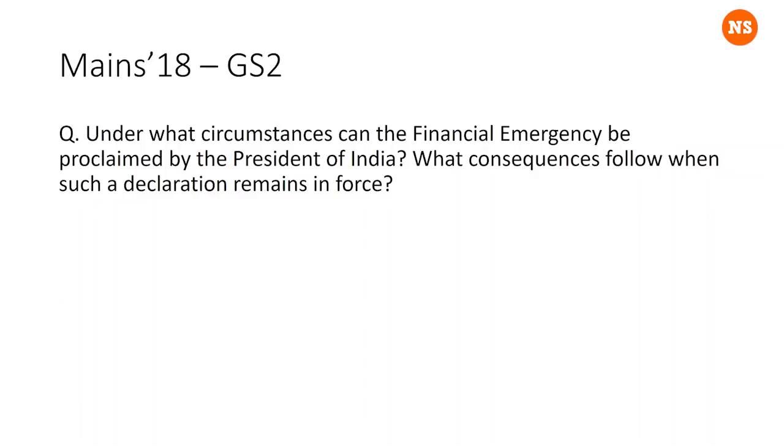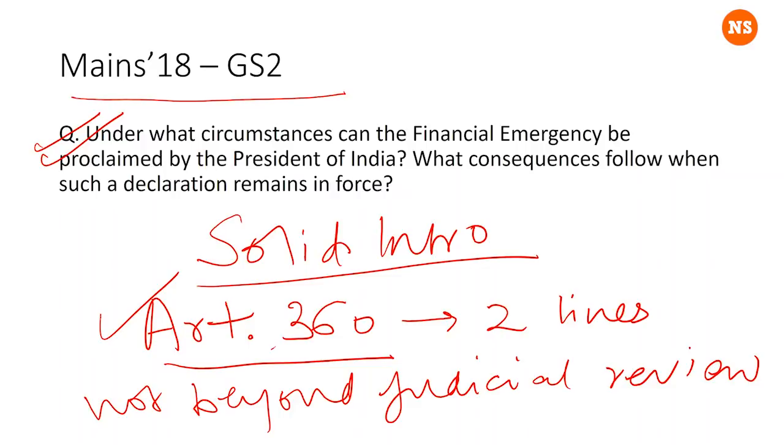And again, if you want to add another one line, the 44th Amendment Act of 1978 implied that the satisfaction of the President in this case is not beyond judicial review, right? So just two lines. The first line talks about Article 360. The second line talks about not beyond judicial review, and your intro is done. So it is a very solid introduction. The examiner would know that you know the article associated with it, you know the amendment associated with it, right? So that would constitute a solid introduction.